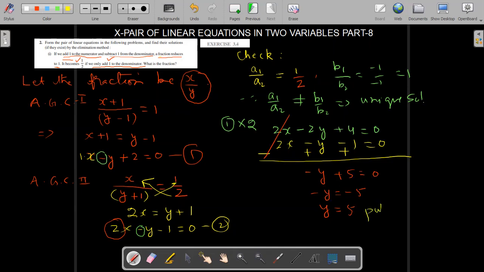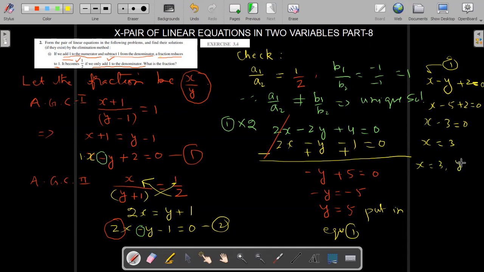This you put in equation number 1. Equation number 1 is x minus y plus 2 is equal to 0. Here you put y is equal to 5. So x minus 5 plus 2 is equal to 0. So x minus 3 is equal to 0. x is equal to 3. So we get x and y. But you have to write the answer. The answer is a fraction. Therefore, the required fraction will be 3 by 5.